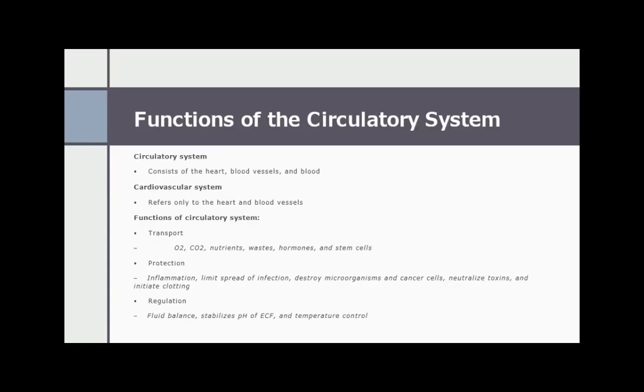The circulatory system is your heart, your blood vessels, and the blood all packaged into one system. Your cardiovascular system takes out the blood and only refers to the heart and the blood vessels. The functions of the circulatory system, meaning everything, is to transport nutrients and gases, oxygen and carbon dioxide, because they're exchanged, wastes, hormones, and anything else within the blood that needs to be transported, medicine, so on and so forth.